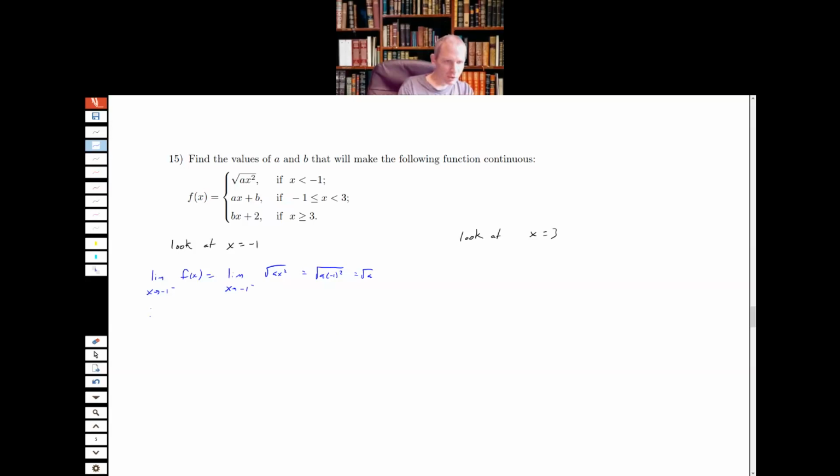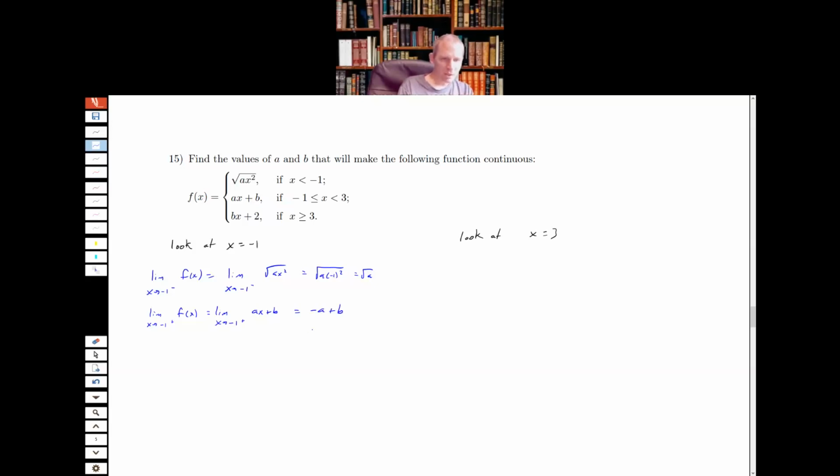Okay. Now let's look at the limit as x approaches -1 from the right. As x approaches -1 from the right, I want x values bigger than -1. Now 3 is bigger than -1, but with a limit, we're thinking about what happens as we get infinitely close. So I want to be bigger than -1, but very close to -1. Okay, so that's going to be from -1 to 3 here, so it's going to be the ax plus b formula. And when I use direct substitution, I replace the x with a -1, so I get -a plus b.